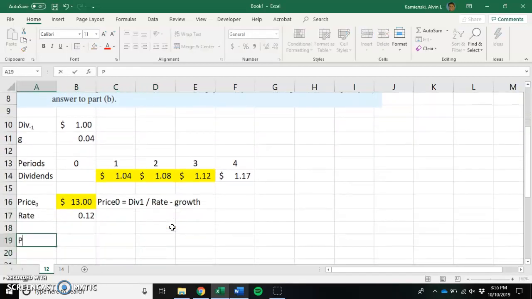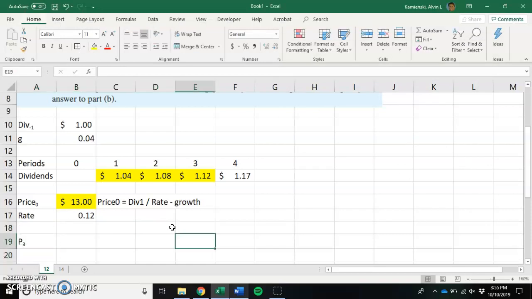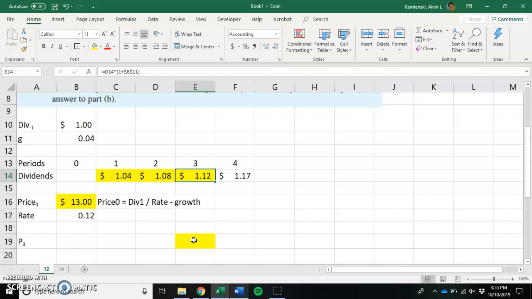Now, what is the expected price of the stock 3 years from now? I'm going to label this P3, suggesting that we're trying to calculate the price of the stock 3 years out. So what we're really talking about is how much it would sell for at the end of the 3rd year. Well, what do we know at the end of the 3rd year? We're now looking into the future. The $1.12 would have been the one that was paid in the 3rd year. So the next dividend would be the $1.17 that would be paid in the next period, because in period 3, div 1 would be the dividend for period 4.